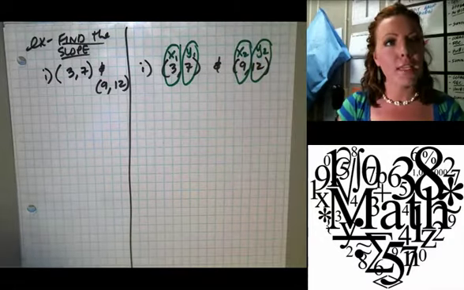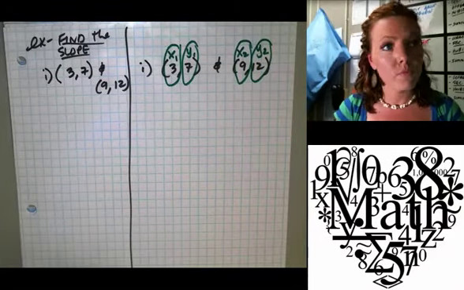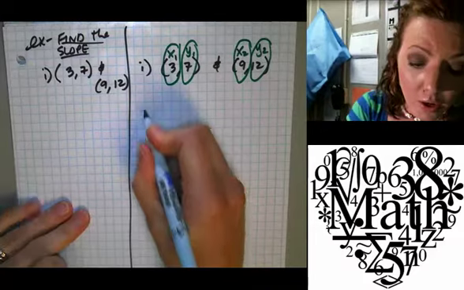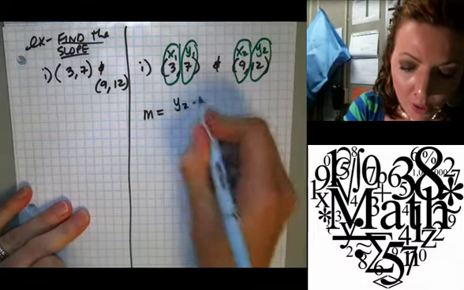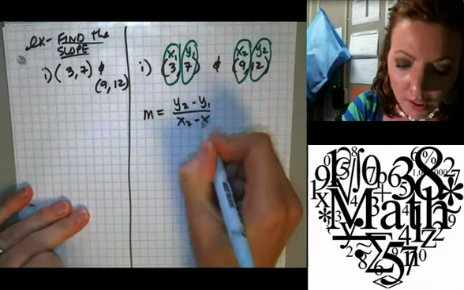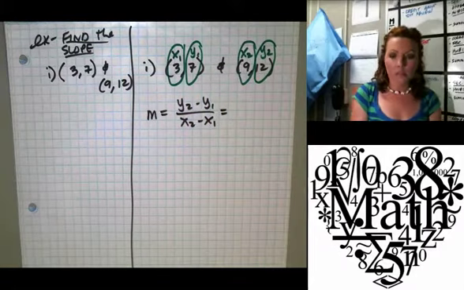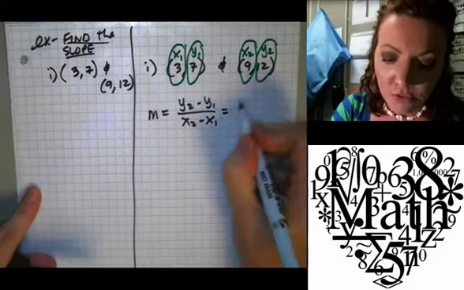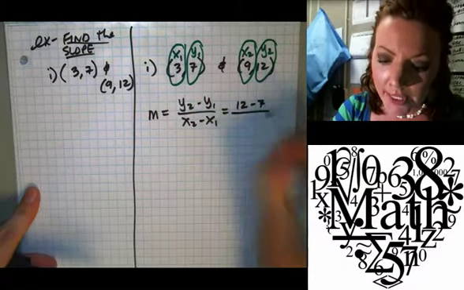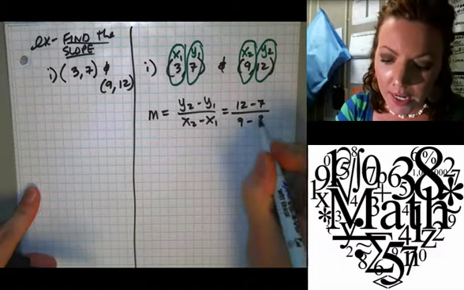So what am I plugging this into? Good. We do y2 minus y1 over x2 minus x1. So y2 is 12, y1 is 7, x2 is 9, x1 is 3.